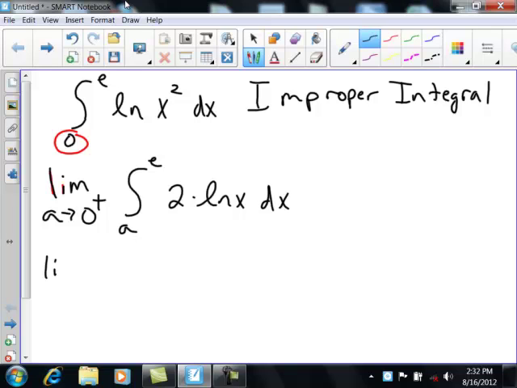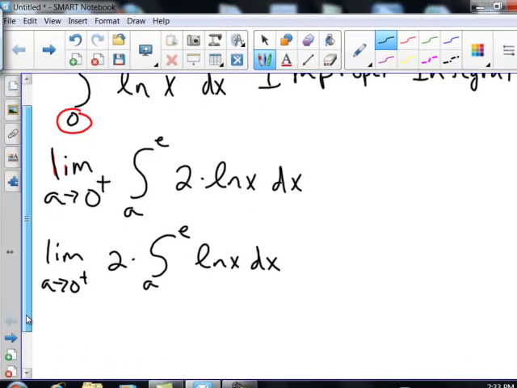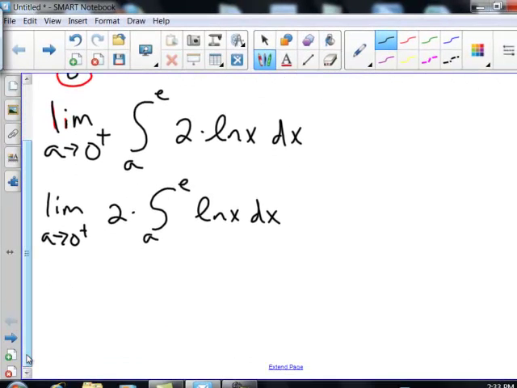So I have the limit as a approaches 0 from the right of 2 times, 2 is a constant, so I'm just pulling that out, integral from a to e of the natural log of x dx. Now, the natural log of x is not one of those that we can integrate straightforwardly, there's not a rule for that one. So we're going to have to integrate this using some integration by parts.